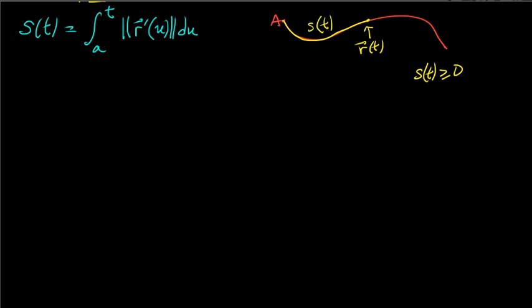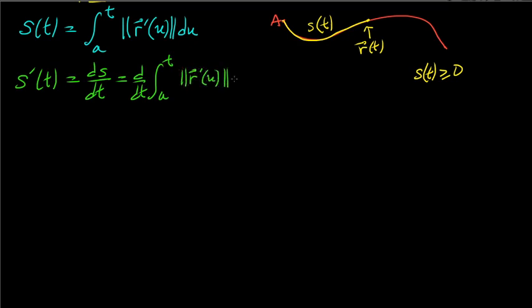Right. So I just mentioned that it's an increasing function. How do we know that? Well, we could just take the derivative, right? We could take s prime of t, or ds divided by dt. And just by the fundamental theorem of calculus, or I think the second fundamental theorem of calculus, depending on which book you use, this is just going to be the magnitude of r prime of t, which of course is positive. So there you go.